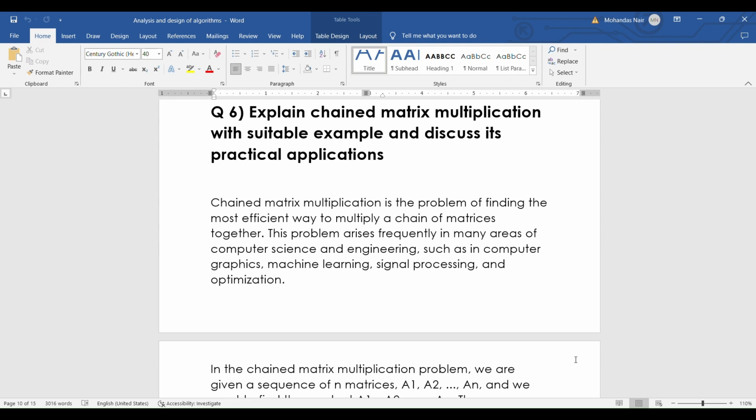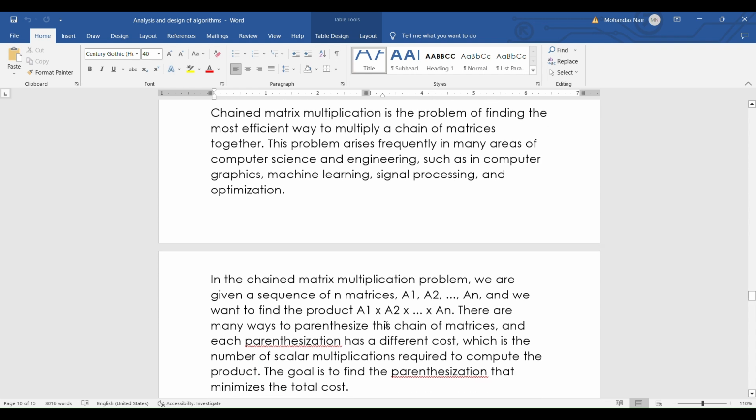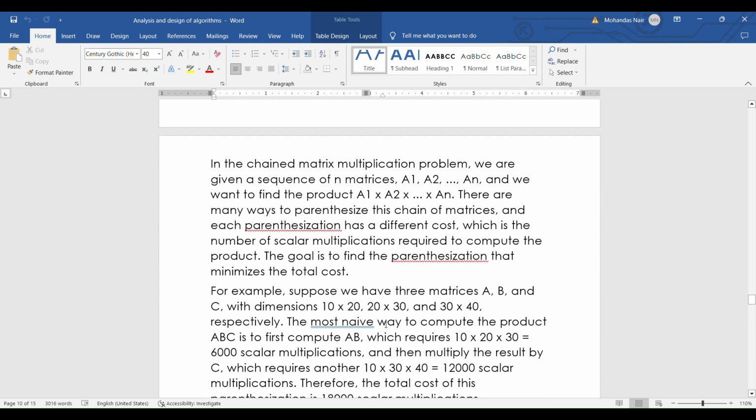Sixth question. Explain chain matrix multiplication with suitable example and discuss its practical applications. Chained matrix multiplication is the problem of finding the most efficient way to multiply a chain of matrices together. This problem arises frequently in many areas of computer science and engineering, such as in computer graphics, machine learning, signal processing, and optimization.